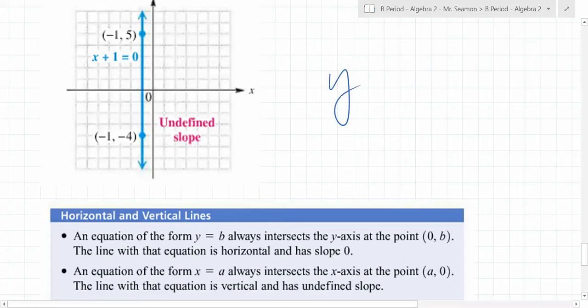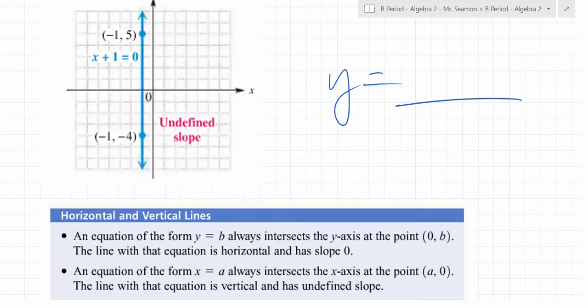Because y equaling any number will always be a horizontal line. That's all you need then. x equals any number, what type of line is that? Right. That's all you need.